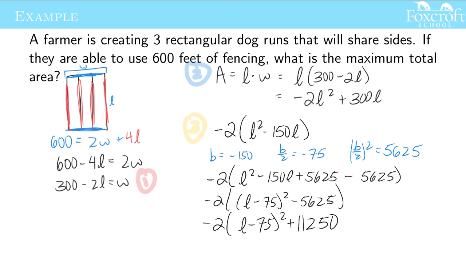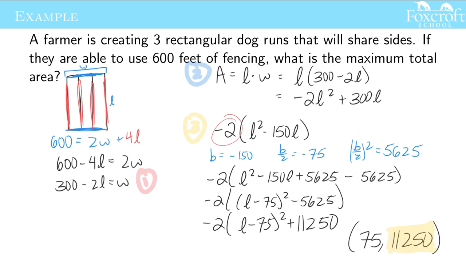All right, so one more step on completing the square than we've done before, factoring out this negative 2. But we still do all the same steps after that, distributing the negative 2 in, and we know our vertex now is positive 75, 11,250. And the answer that we actually want is the maximum area, which is the output, the y value, 11,250.